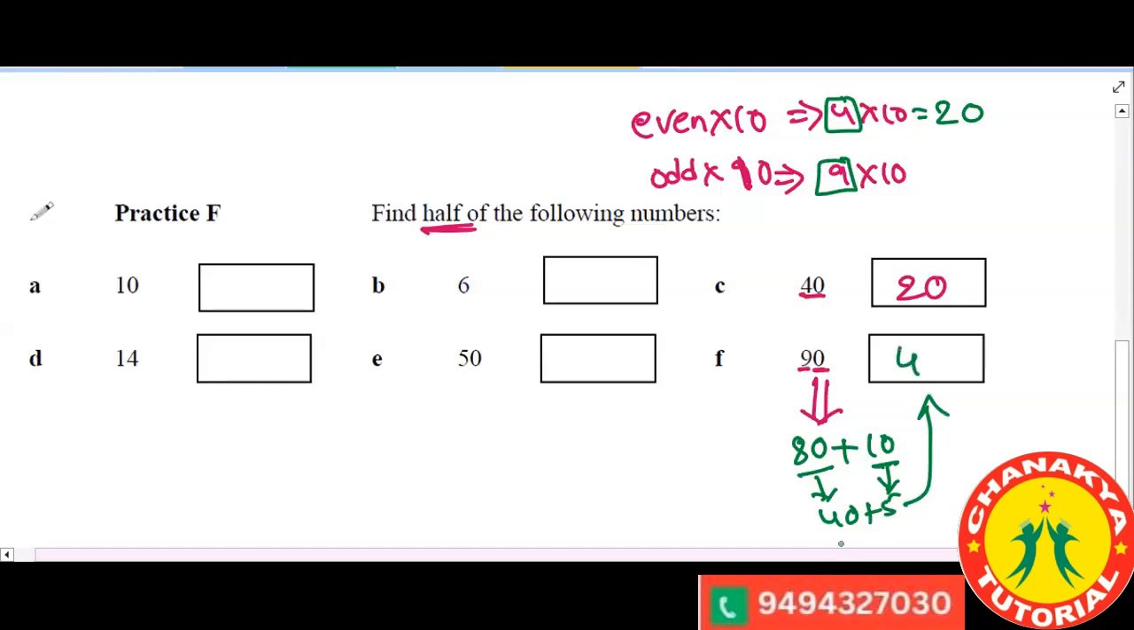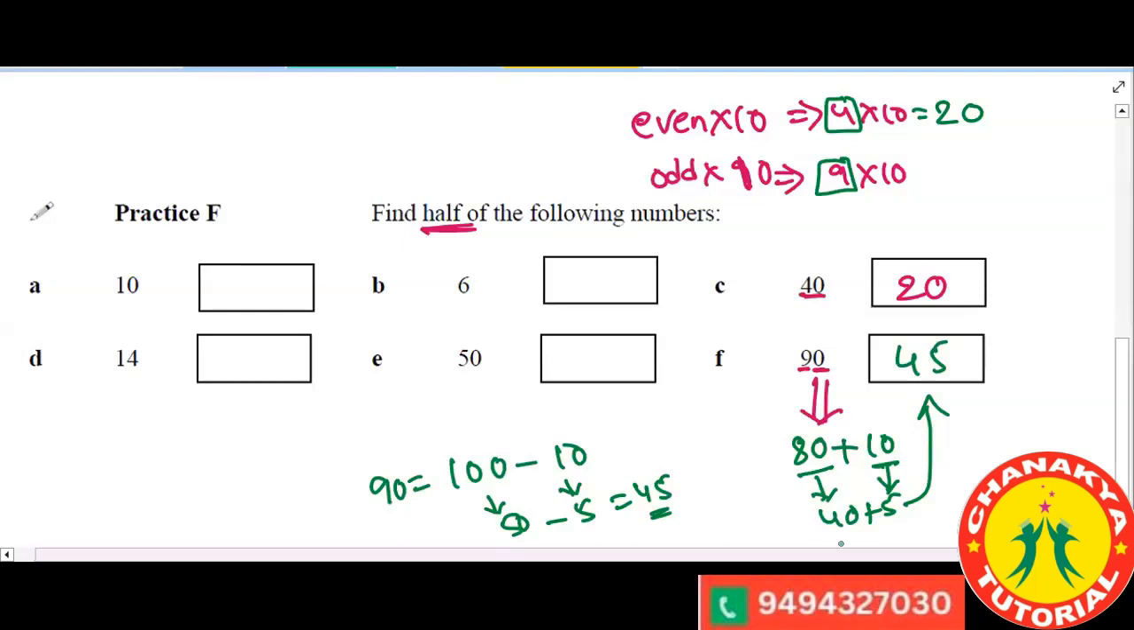We can use the same thing for subtraction, like 100 minus 10. 90 we can also represent as 100 minus 10. Half of 100 is 50. Half of 10 is 5. Minus will also give the same 45. Whenever you come across odd numbers and you are doing half, and if you cannot say the answer directly, you can use this split and add method or split and subtraction method.